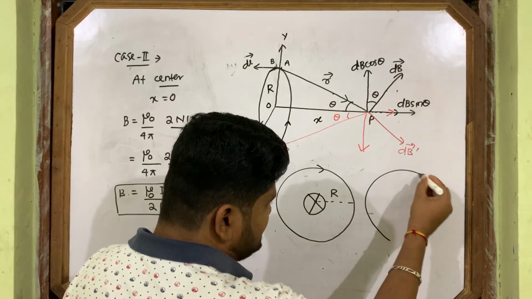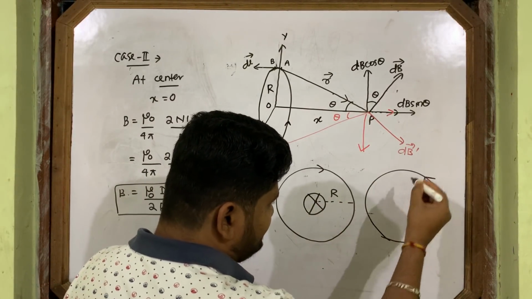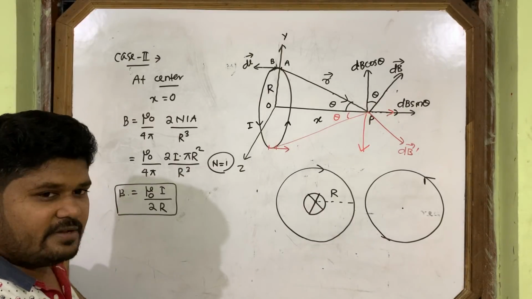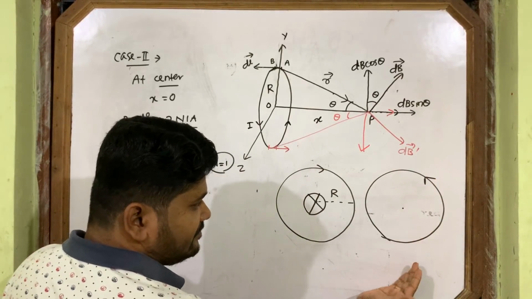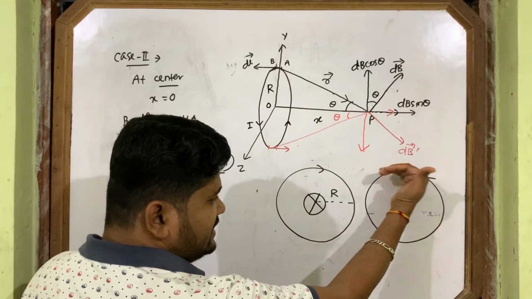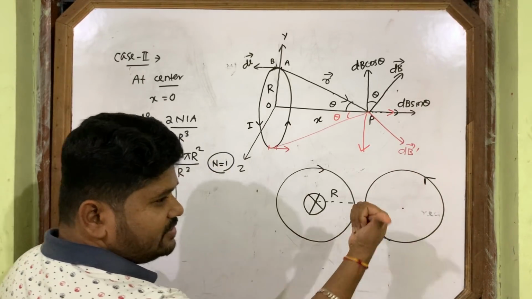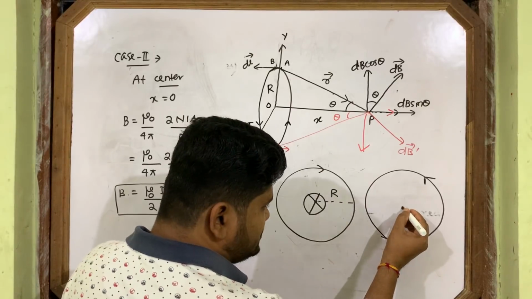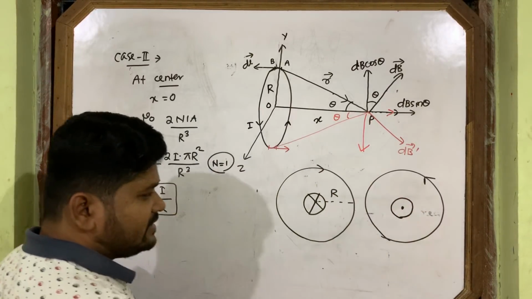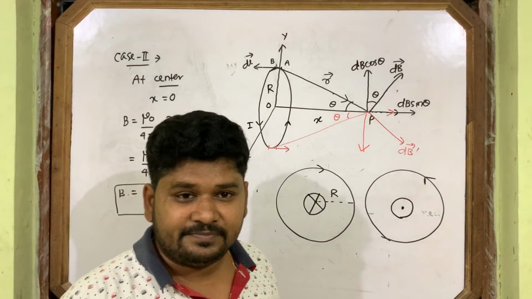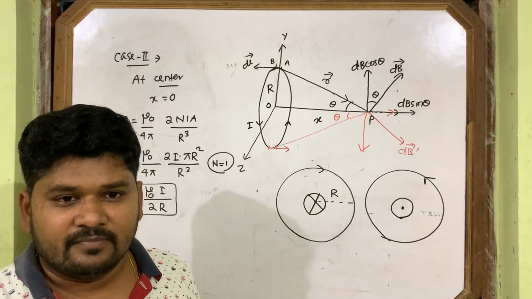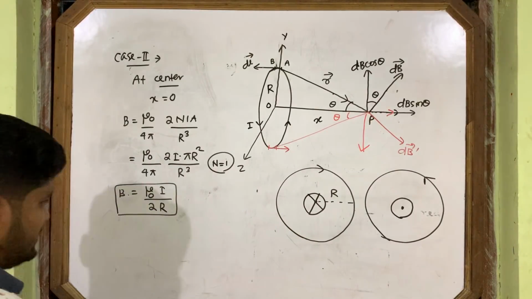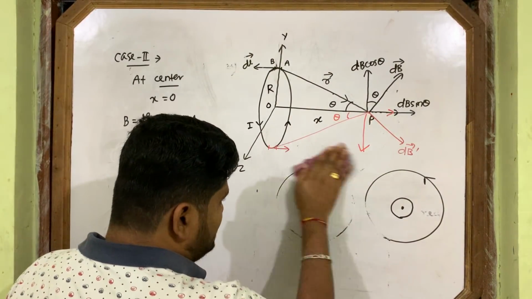But if the current passes like this, at the center, where is the magnetic field? See, finger curling is like this. If your finger curling is like this, where is your thumb? Thumb is outward. Outward means the dot symbol. This is the direction of the magnetic field: perpendicular to the plane, outward. So this is the magnetic field at the center of a circular coil.